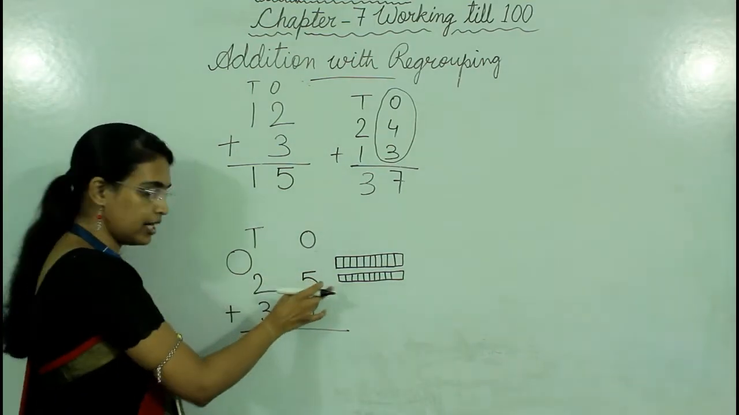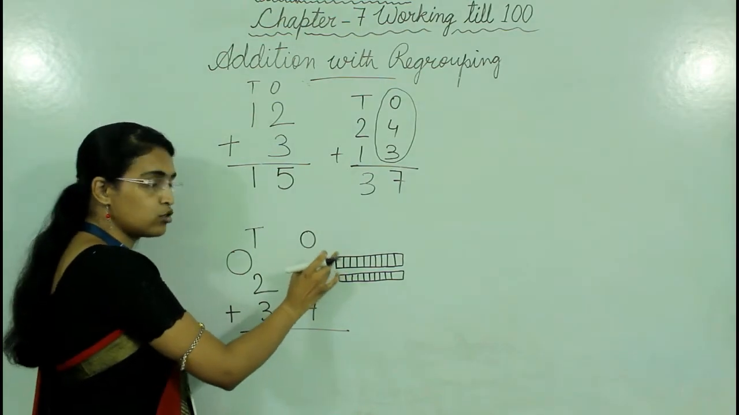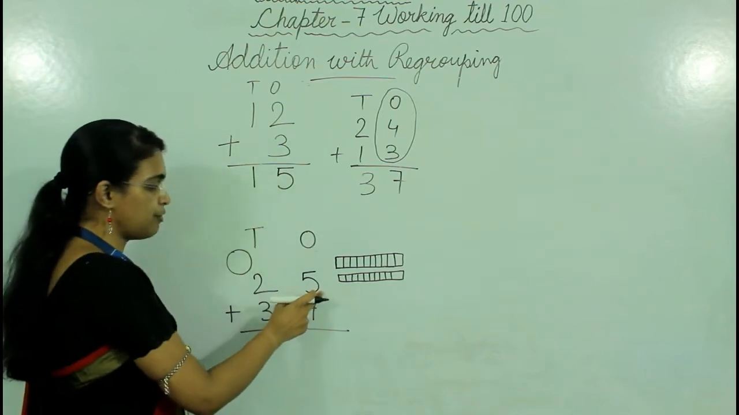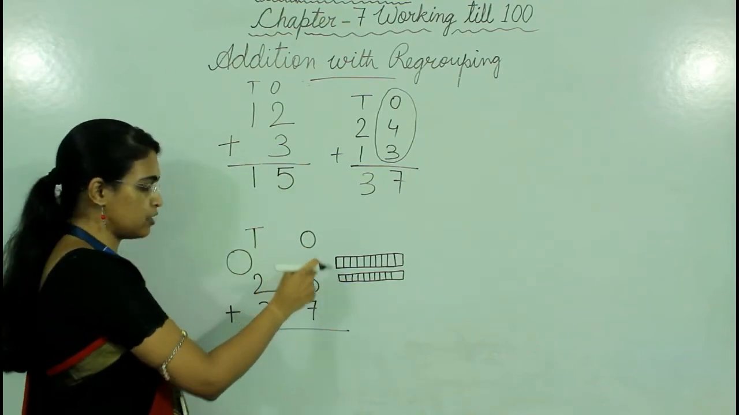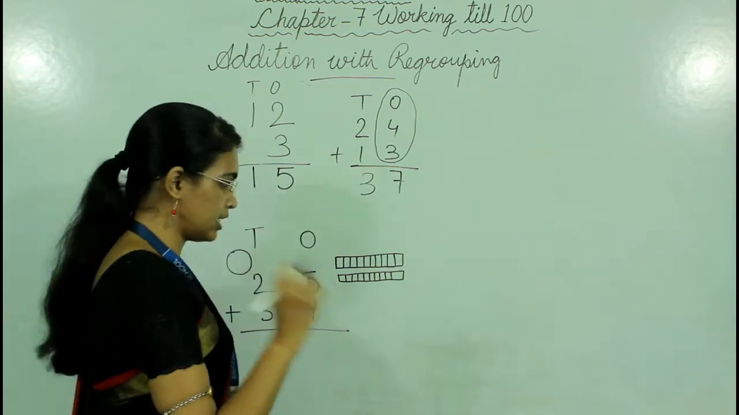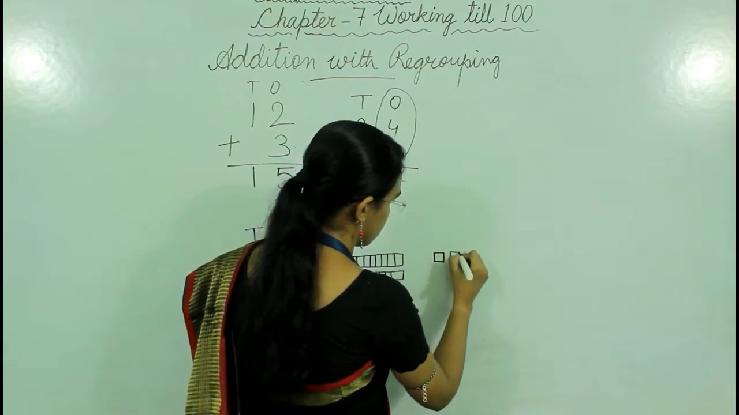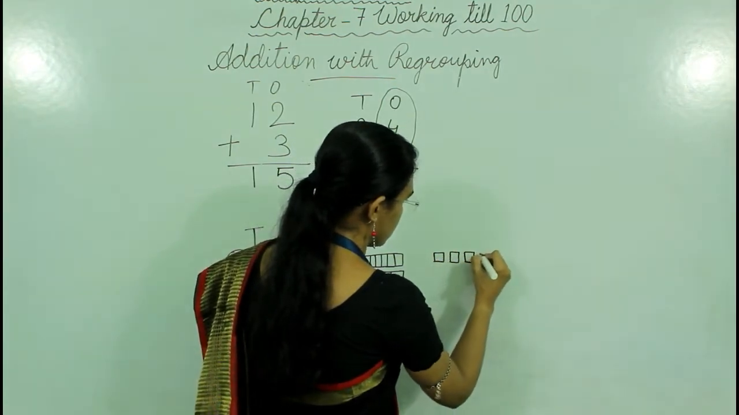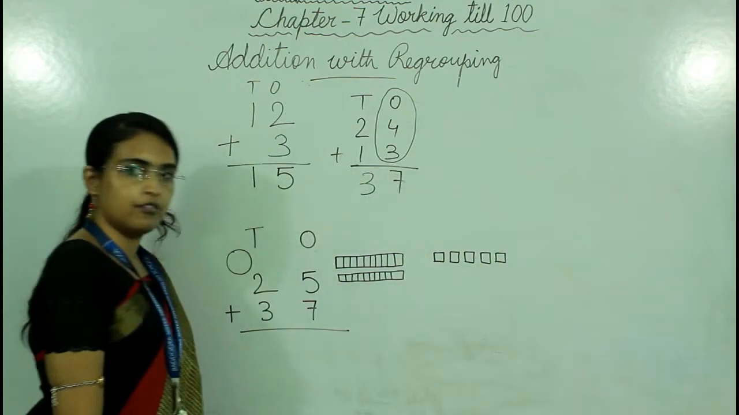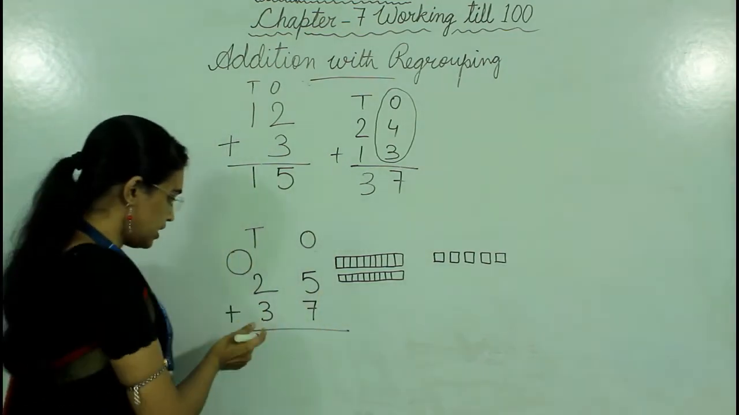This is 25, right? 2 is in the tens place, that's why we drew 2 groups of 10. Then 5 is in which place? Ones place. So we have to draw separate blocks, 5 ones, like this. 1, 2, 3, 4, 5. Right? It's very interesting math. Look at it properly.